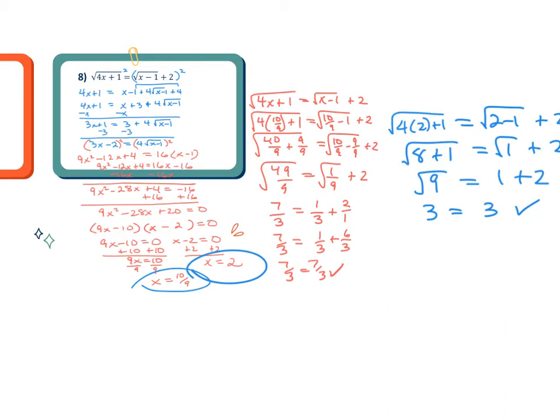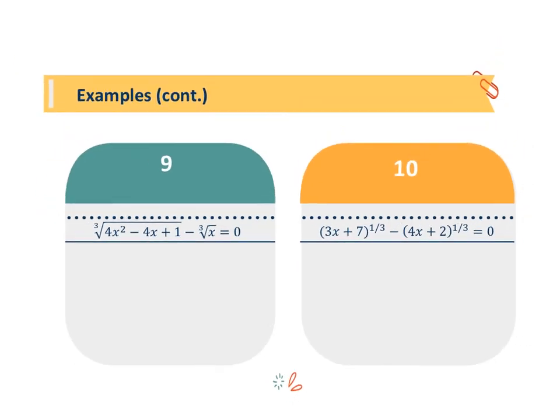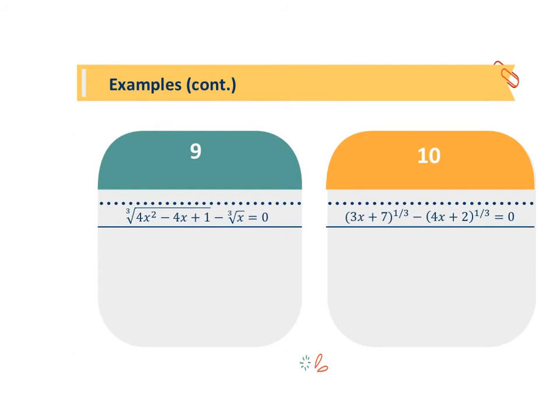Okay, so that's it on the square root part. Now let's try some other roots. So again, if it's any other root other than a square, you're just going to change it to the same power as the index. Also, if the expression is raised to a fractional exponent, we're just going to raise it to its reciprocal. So the next one is a cubed root. So this little 3 is what I referred to as the index.